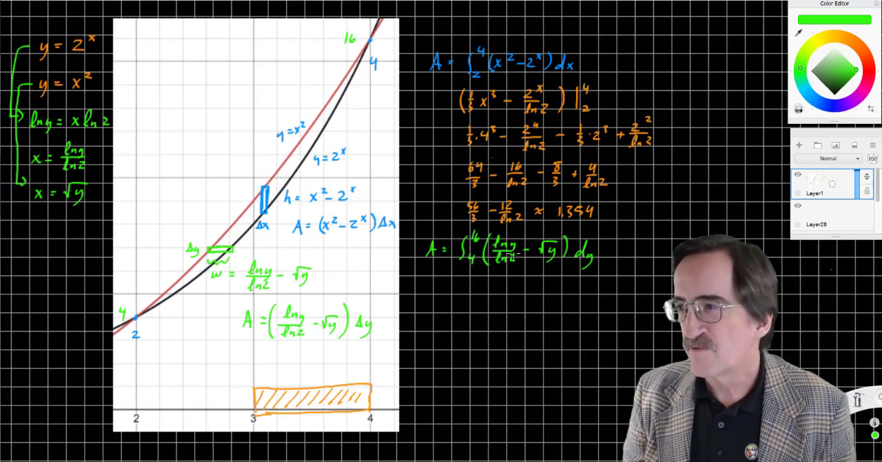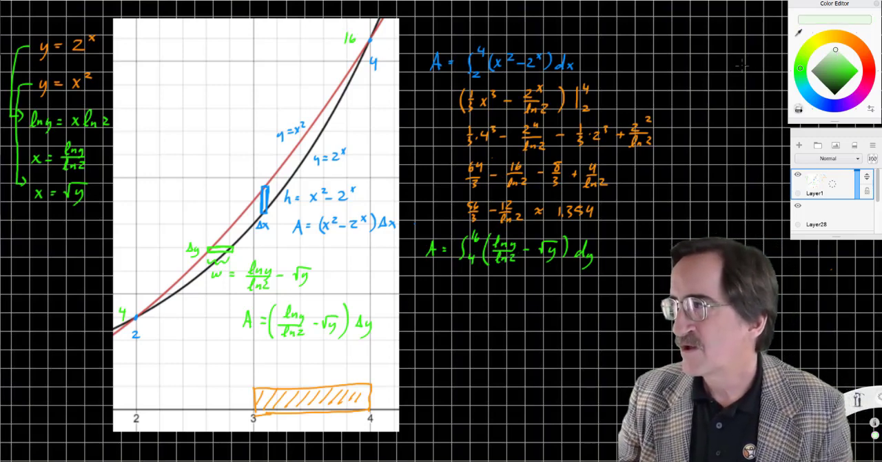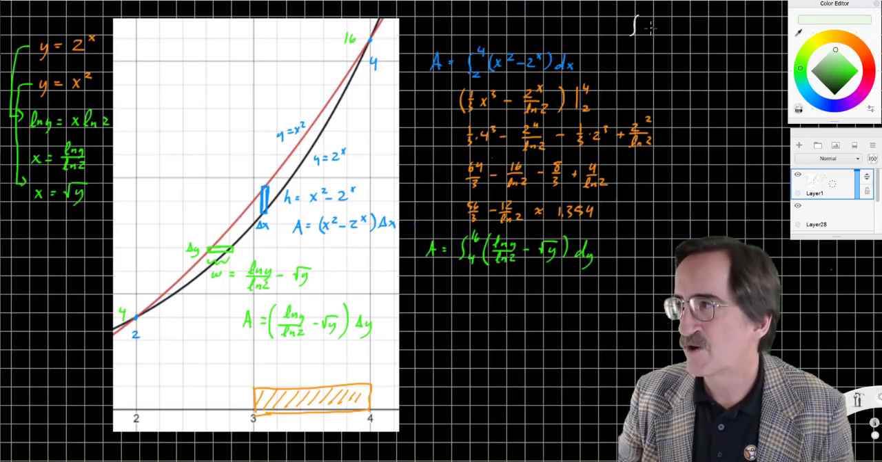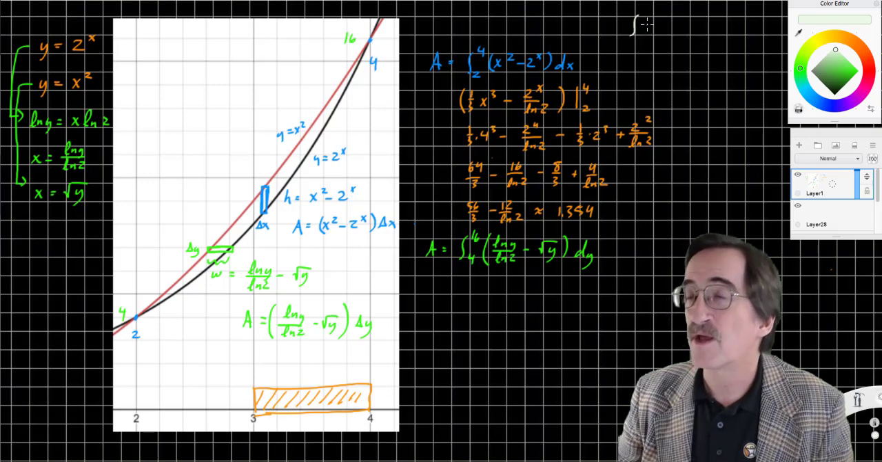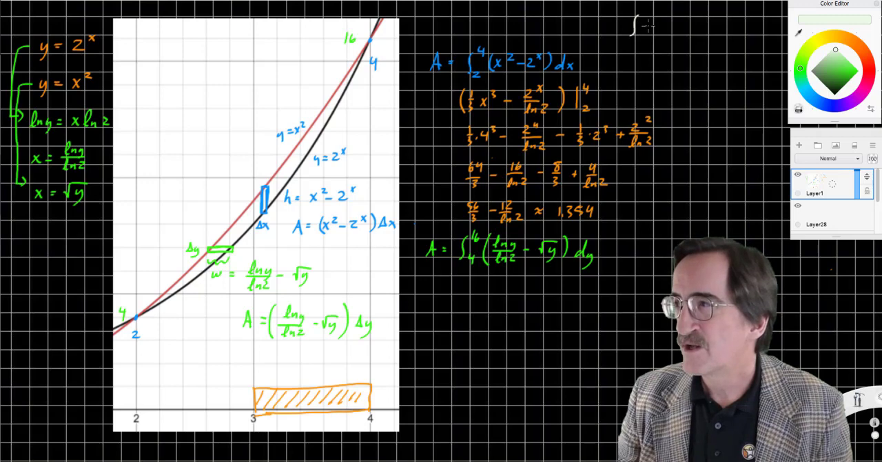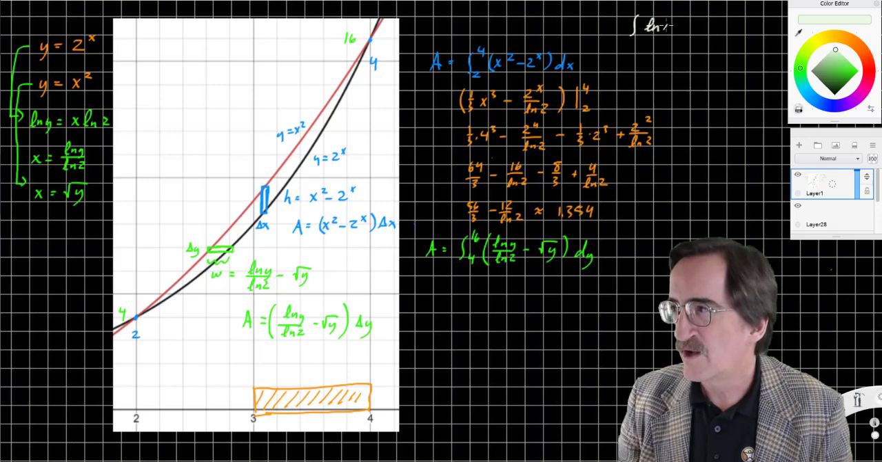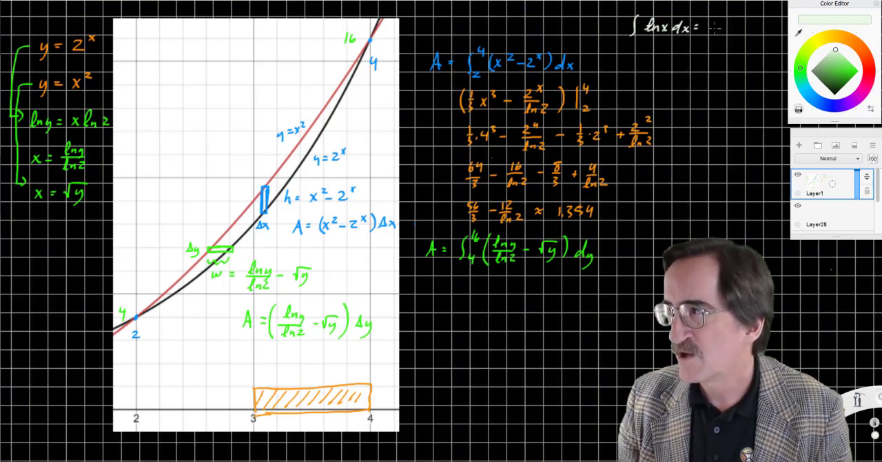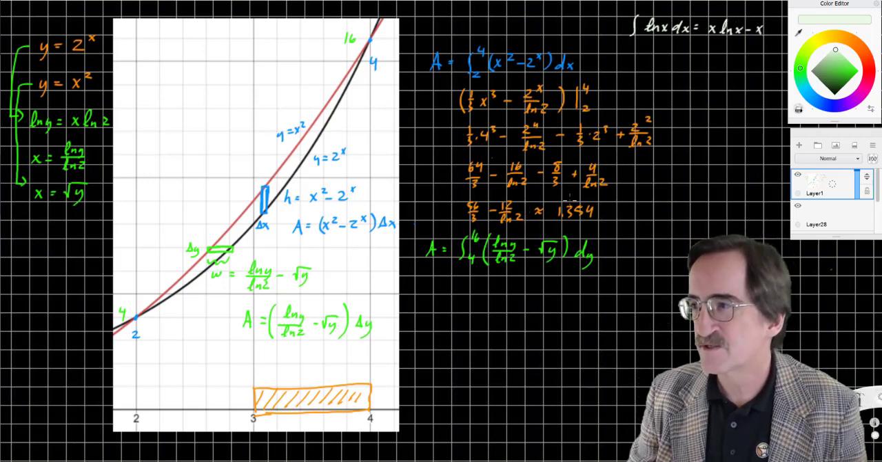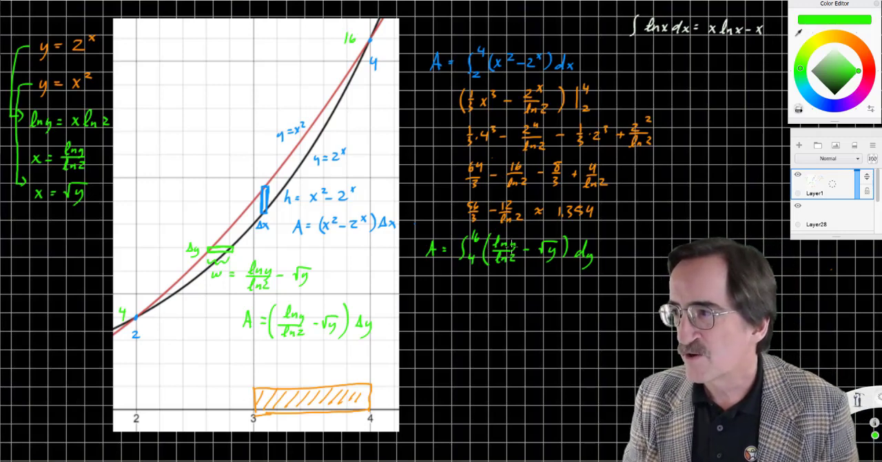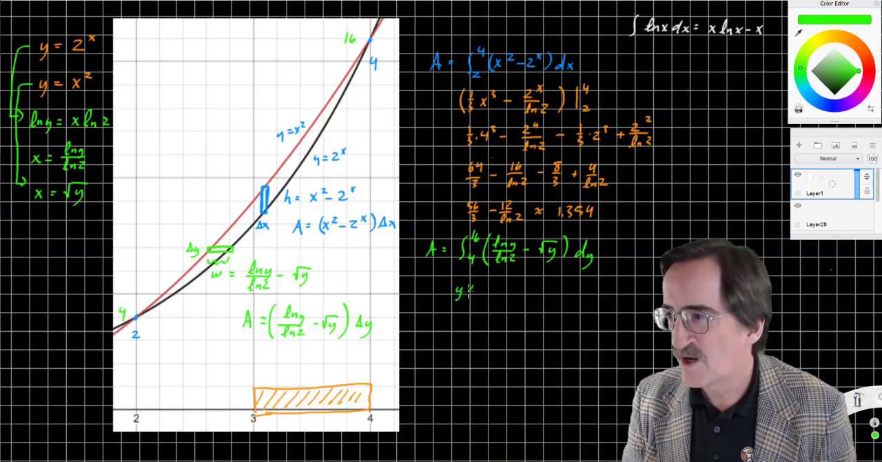Okay. The integral of ln x. I'm not sure that's something we've covered because deriving it requires integration by parts. So the integral of ln x dx, I'll just give it to you, is x ln x minus x. Okay? So the integral of ln y is y ln y minus y, and then all over ln 2.